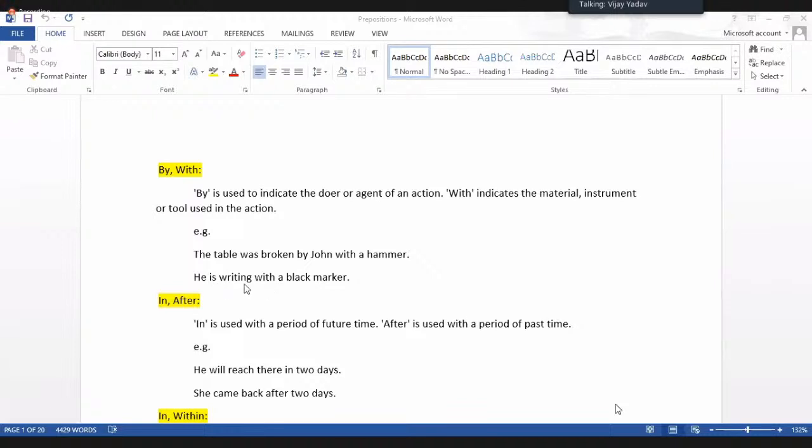Likewise, he is writing with a black marker. So here black marker is also a tool, so that's why here with.